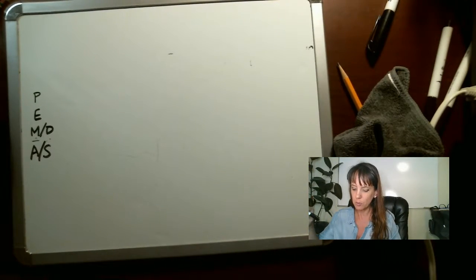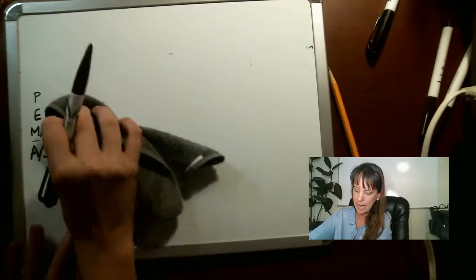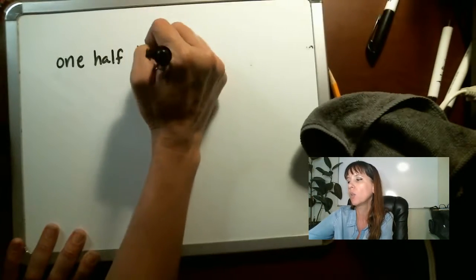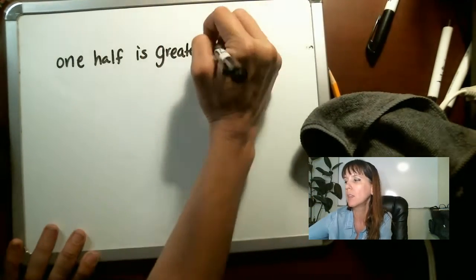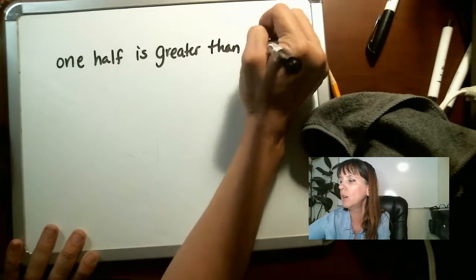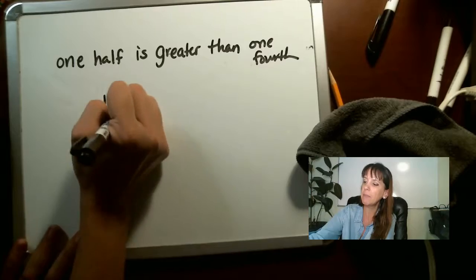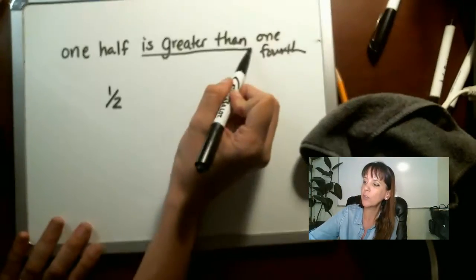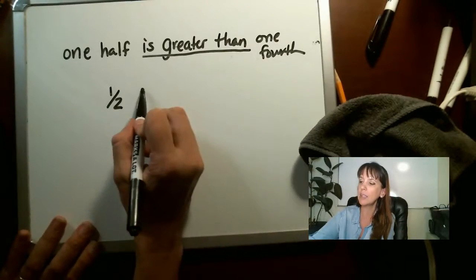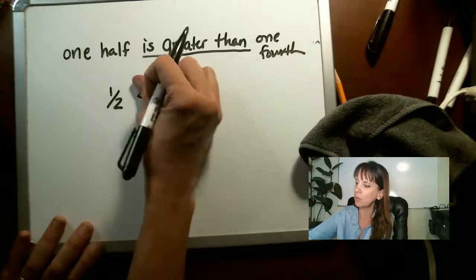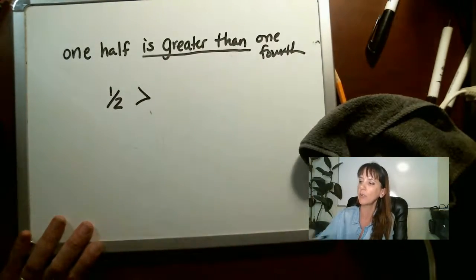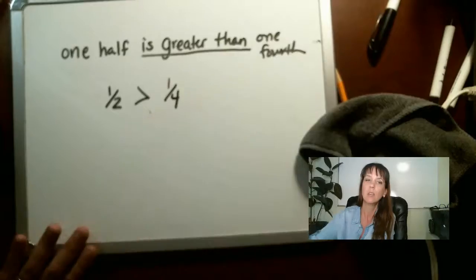Use digits and symbols to write this comparison. 1/2 is greater than 1/4. 1/2 is greater than 1/4. Okay, if I go like this, it looks like an L, so that's the wrong one. It's got to be the opposite. 1/2 is greater than 1/4. There's your answer there.